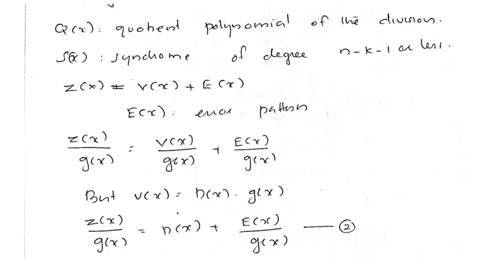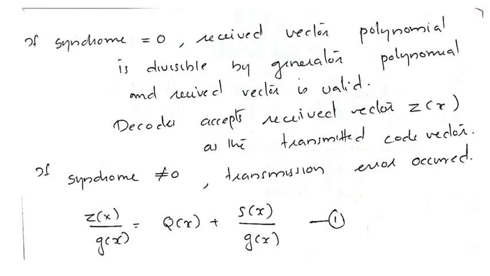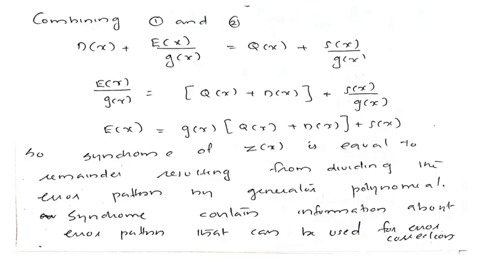Now we can combine equation 1 and 2. Equation 1 is z of x by g of x equal to q of x plus s of x by g of x, and equation 2 is z of x by g of x equal to d of x plus e of x by g of x. So we get d of x plus e of x by g of x equal to q of x plus s of x by g of x. From that we can find e of x by g of x, which is nothing but q of x plus d of x plus s of x by g of x. Here we are using modulo 2 addition. In linear block codes as well as in cyclic codes, we use modulo 2 addition.